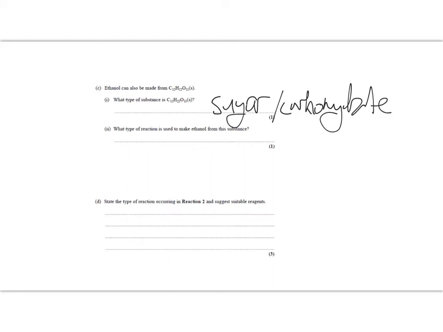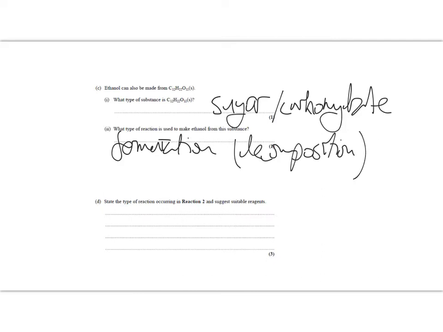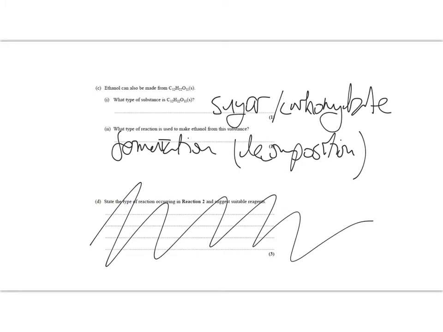And what type of reaction is used to make ethanol from sugar? Well, it's a fermentation reaction. Which is a type of decomposition. State the type of reaction occurring in reaction 2. It's not on the syllabus anymore, so we can ignore it.